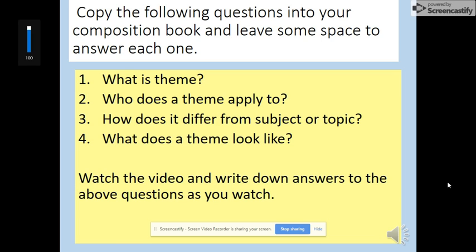that you should already have copied down. Remember, you're watching for what is theme, who does the theme apply to, how does it differ from subject or topic, and what does a theme look like?